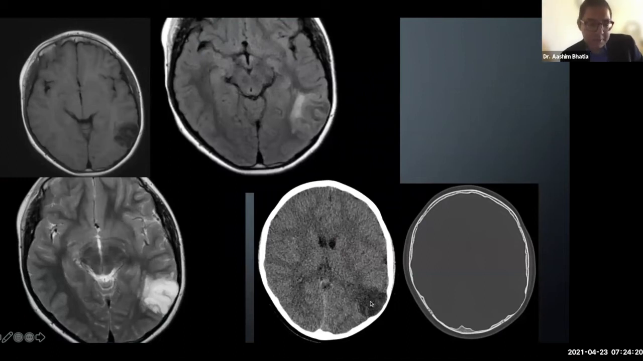So other tumors can also cause remodeling of the inner table, such as a PXA. But this is just a supportive imaging finding to show that this is a low-grade glioma. In this case, the MR helps you depict that this is a DNET.